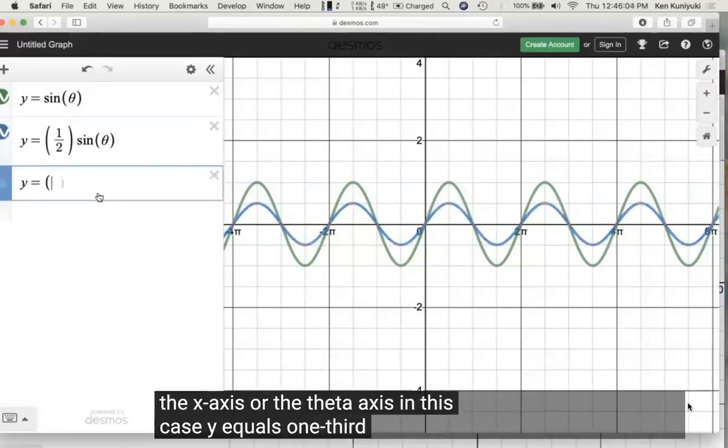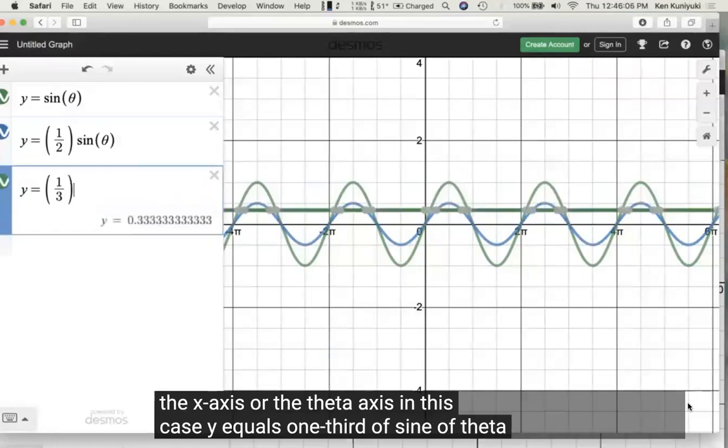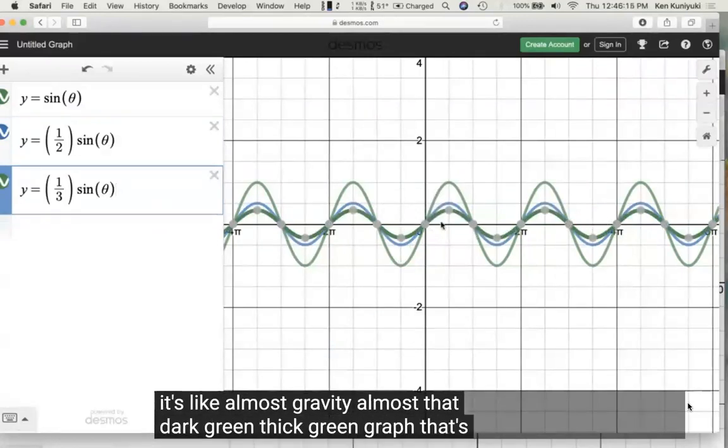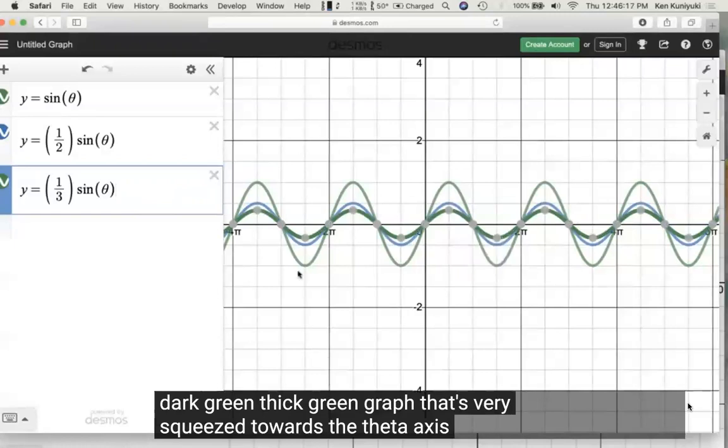Y equals 1/3 of sine of theta. It's almost like gravity. That dark green, thick green graph, that's very squeezed towards the theta axis.